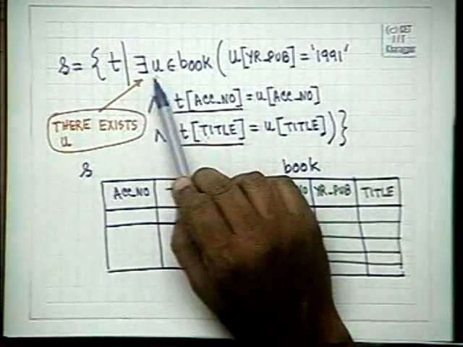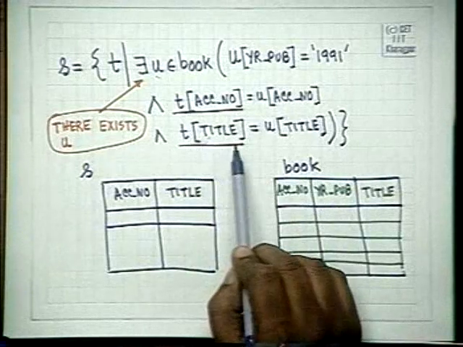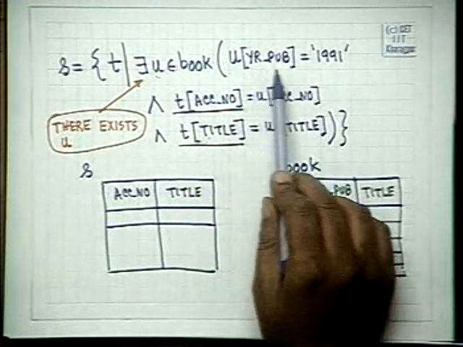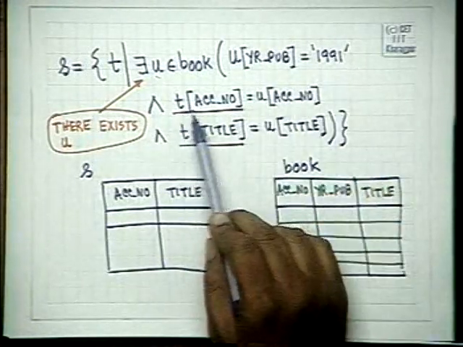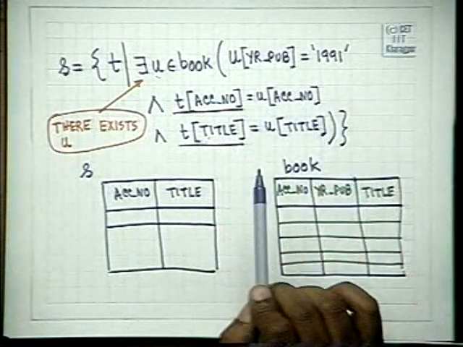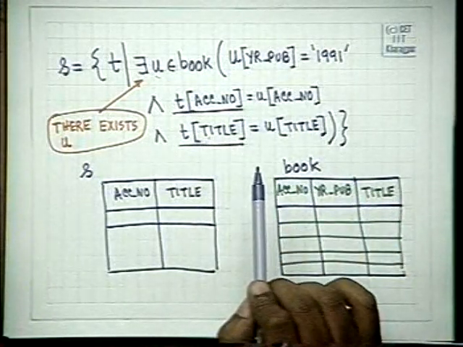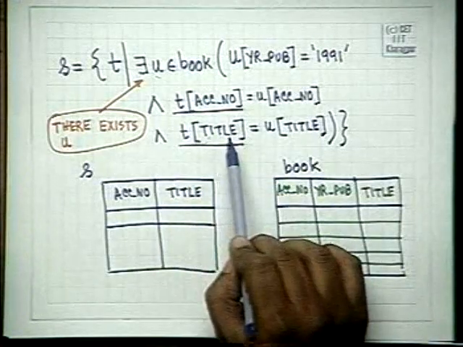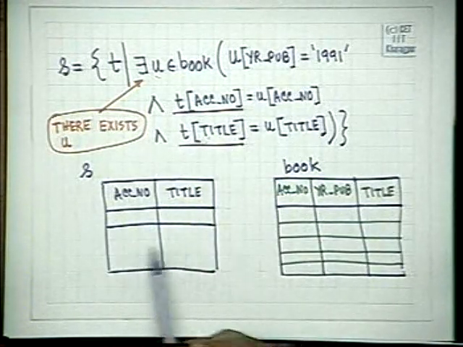You can write there exists U element of book, T title equal to U title, and U year of publication equal to 1991, and T accession number is equal to U accession number. That's all. You have to just specify that this relation must hold for each and every tuple in T.